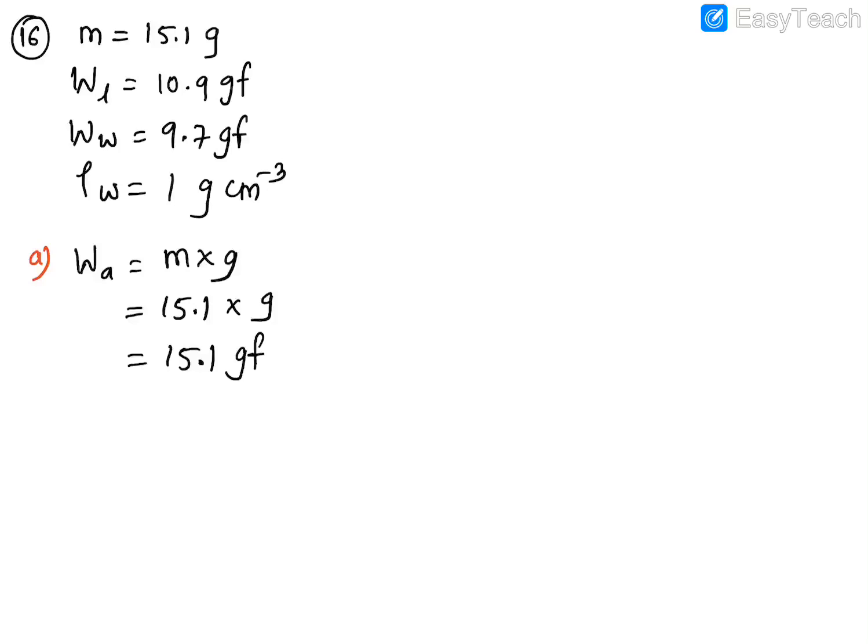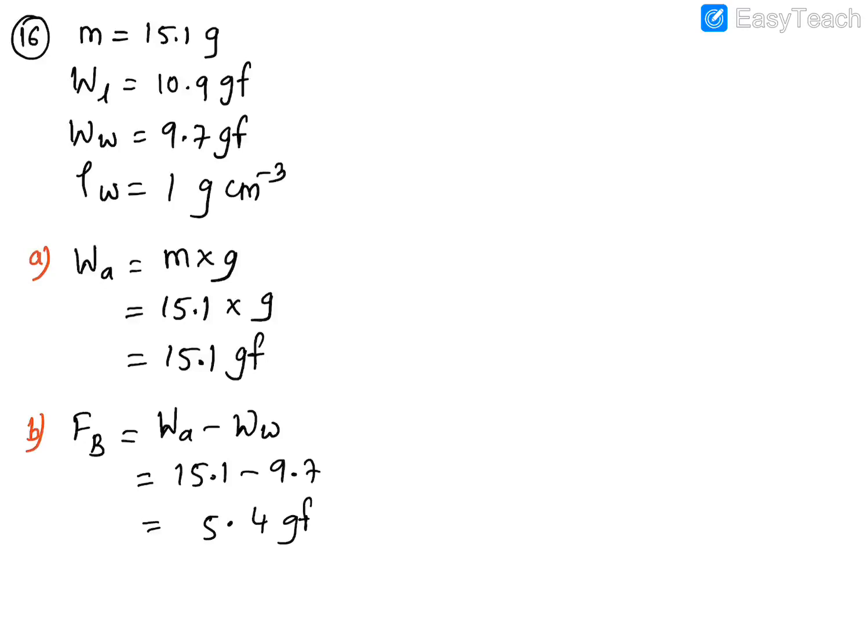Now B part. What's the B part of the problem? Volume of the piece of stone. Now how do you find the volume of the stone? So first we'll have to calculate what? Upthrust. So first we'll calculate the upthrust, which is equal to weight in air minus the weight in water. Weight in air is how much? We found 15.1. Weight in water is 9.7. Subtracted. So 11 minus 7 is 4. 14 minus 9 is 5. 5.4 GF. Okay. So done. No, sorry. We are not done.